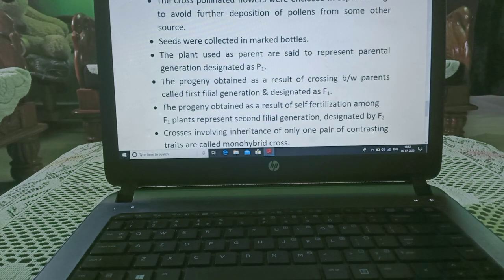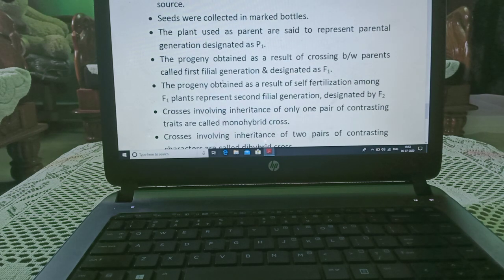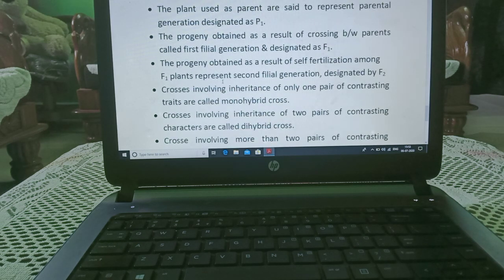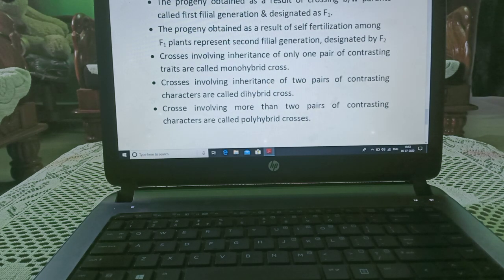The plants used as parents are said to represent the parental generation, designated as P1. The progeny obtained as a result of crossing between parents are called the first filial generation and designated as F1. The progeny obtained as a result of self-fertilization among F1 plants represent the second filial generation, that is F2.